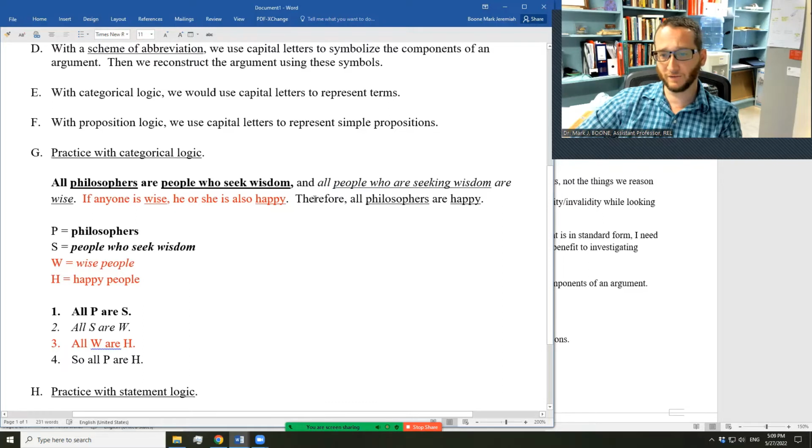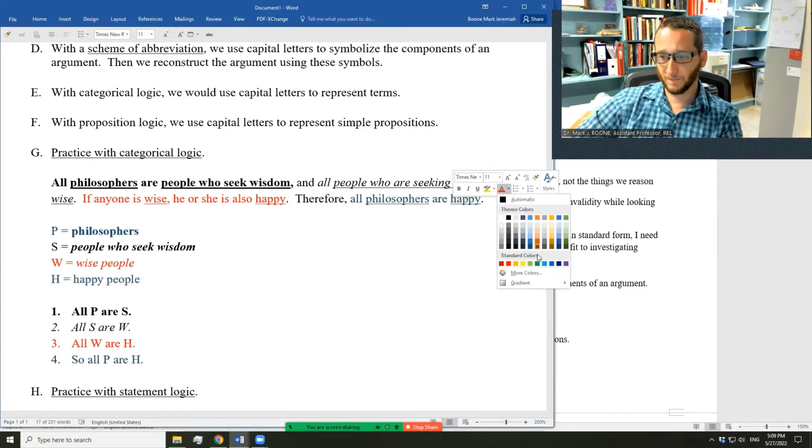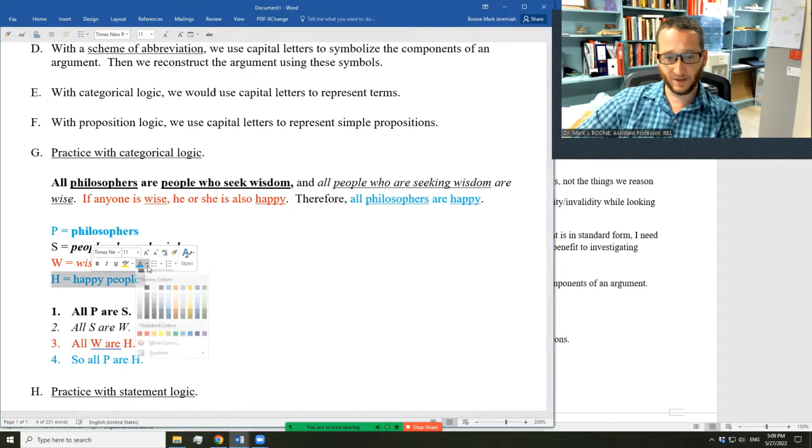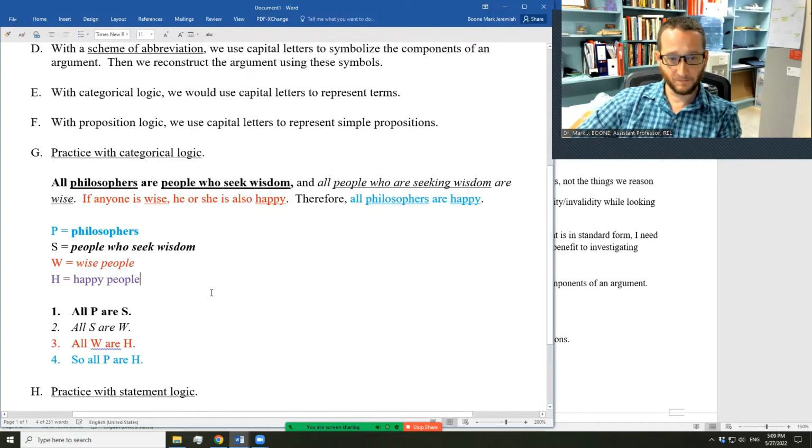And now, therefore, all philosophers are happy. The conclusion, we'll put that one in blue. All philosophers are happy is the conclusion. And it turns out that has indeed been demonstrated, but only given that the premises are true. But most importantly, since we don't even care if it's demonstrated, we care that we have successfully symbolized the argument.